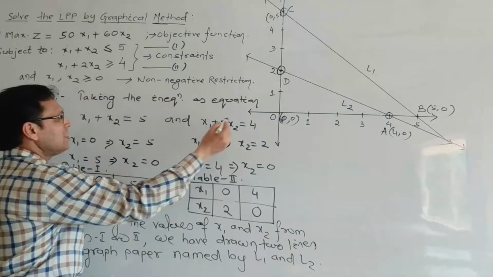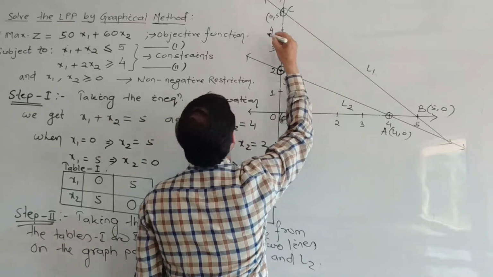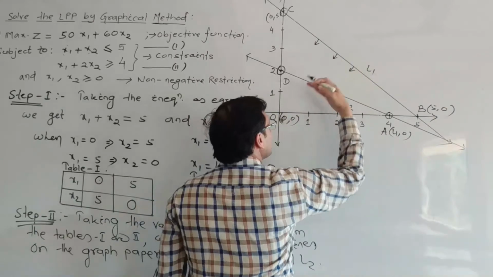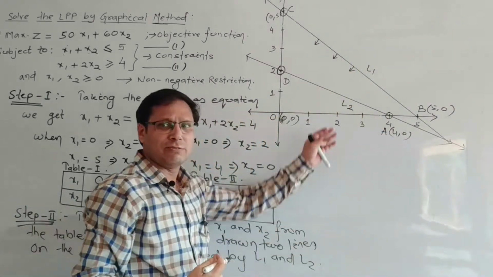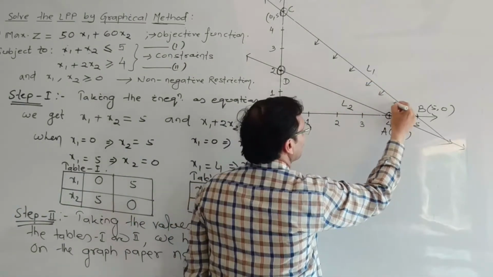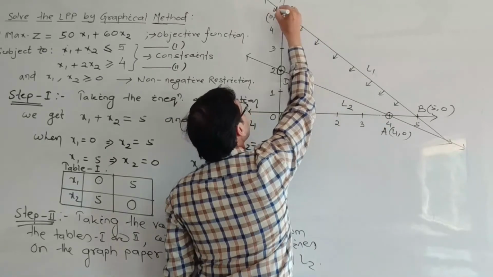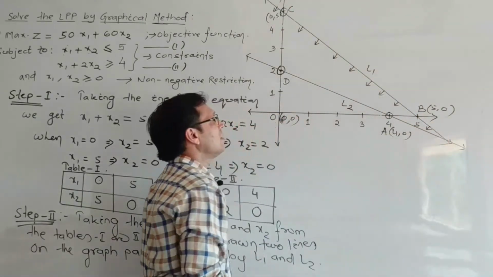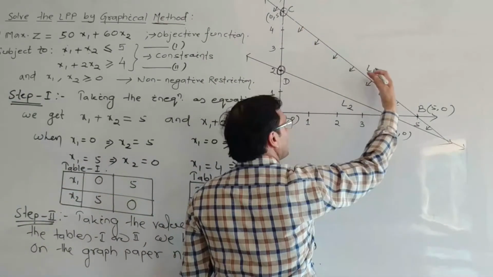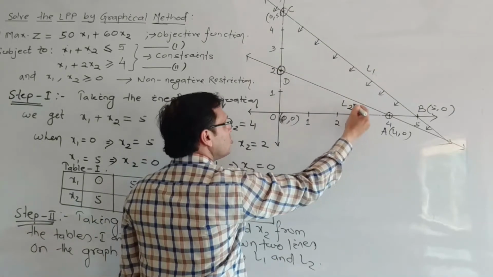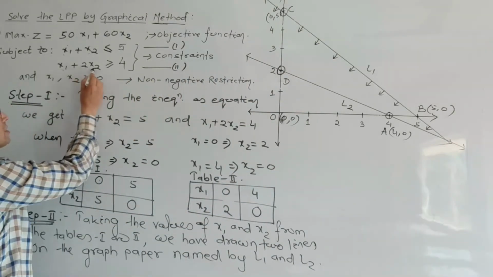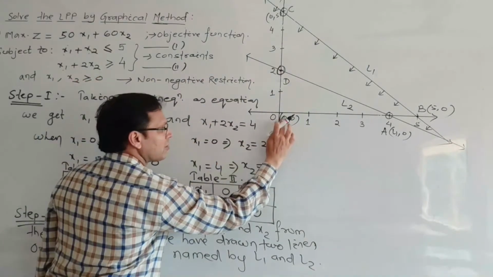That means the origin is satisfied by inequation 1, that means L1. So the solution region is towards the origin. That means we have to put a small arrow mark towards the origin on the line L1. Here we have already marked the solution region towards the origin of the line L1. Next, whether the line L2 is satisfied by the origin or not. To check this, we have to replace x1 is equal to 0, x2 is equal to 0. Why? Since the coordinate of the origin is 0 and 0.